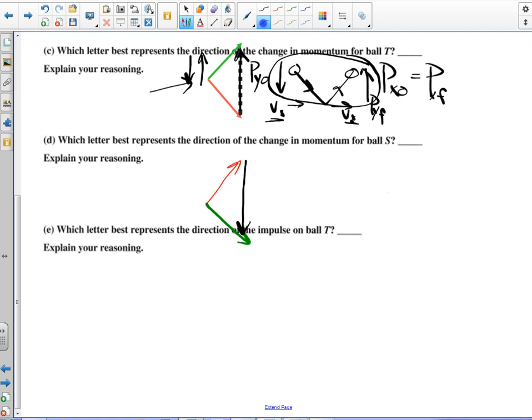That's because, same reasoning as before, the original momentum for the S ball in the x is constant. It's the same as the final, because the force of impact does not affect it; there is no net x force. But the y definitely changes. In the y dimension, the original y momentum is upward, and after the collision, the y component is downward. And so that's why this change is downward.